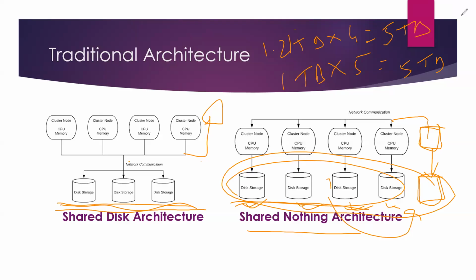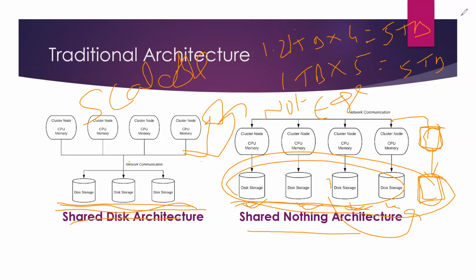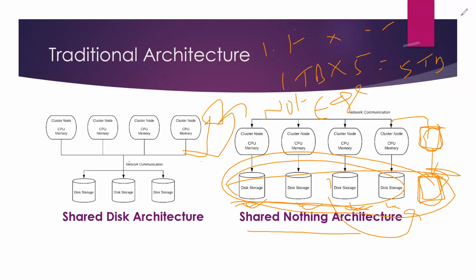So adding a node in a shared disk architecture is simple, meaning it's easily scalable because of the centralized data location. But here it is not easy. It's not easy to scale. If you are adding a node, you need to add a separate disk storage, and so you need to redistribute the data, you need to repartition the data. Clear? Let me clear these things. We'll discuss another point.